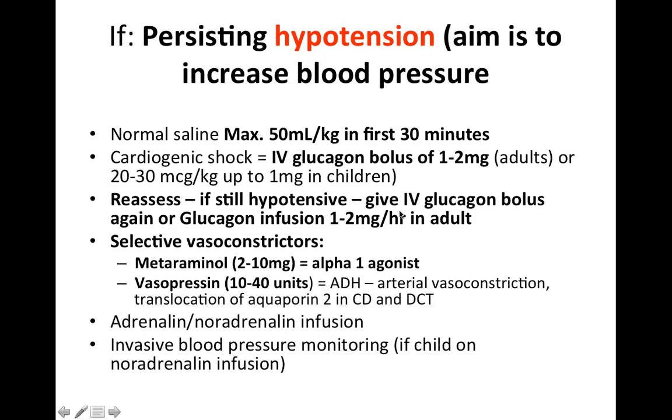And if they're still hypotensive, you can give an IV bolus or an infusion of adrenaline. And there are selective vasoconstrictors such as metaraminol and vasopressin. You don't have to remember the doses, just remember the names, metaraminol, vasopressin, and then you can remember what its action is if you have the time. And invasive blood pressure monitoring. When they mean invasive, that is a radial line.